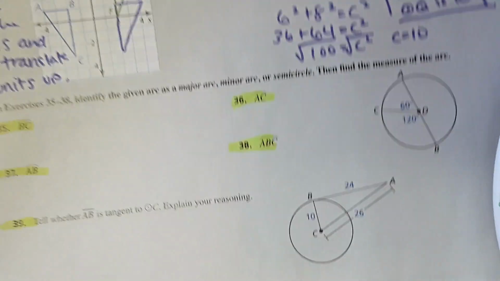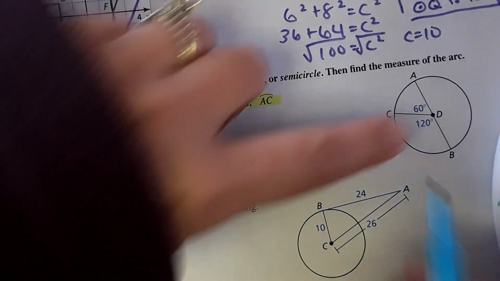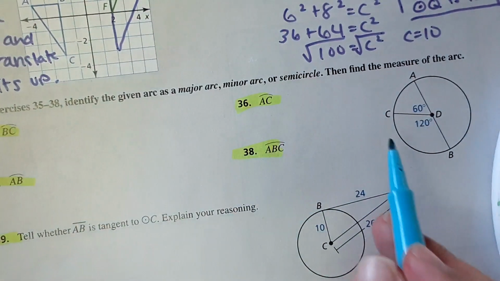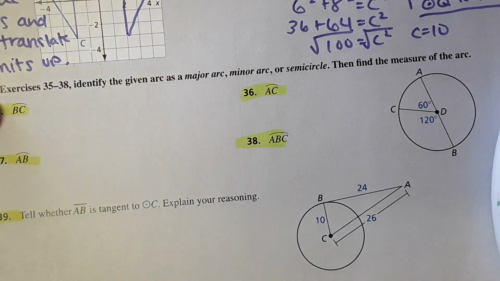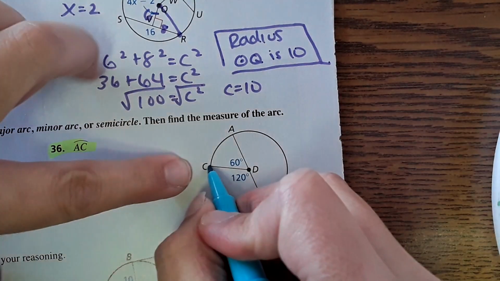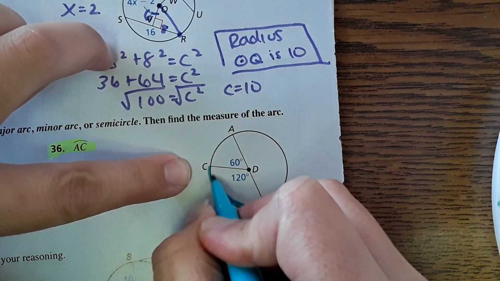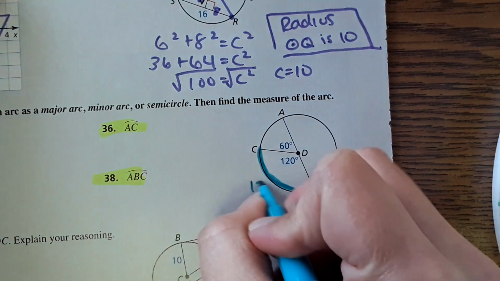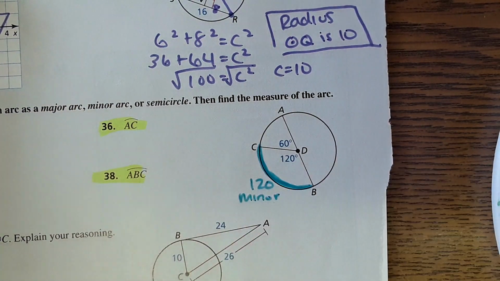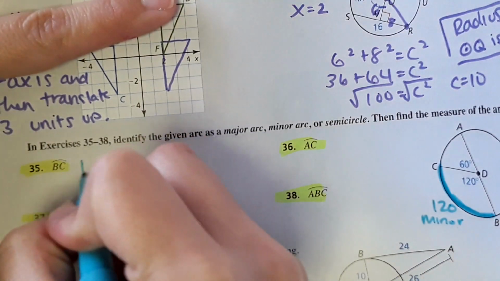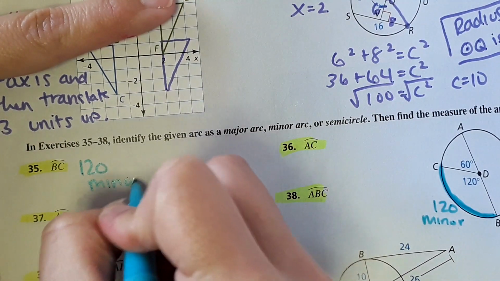Next. Okay, now we have a circle. It looks like it has angles coming from the center, so central angles. Identify the given arcs as major, minor, or semicircle, then find the measure of the arc. So first one, it says BC. Always go the shortest route around. So BC right here would be 120, and it's a minor arc.